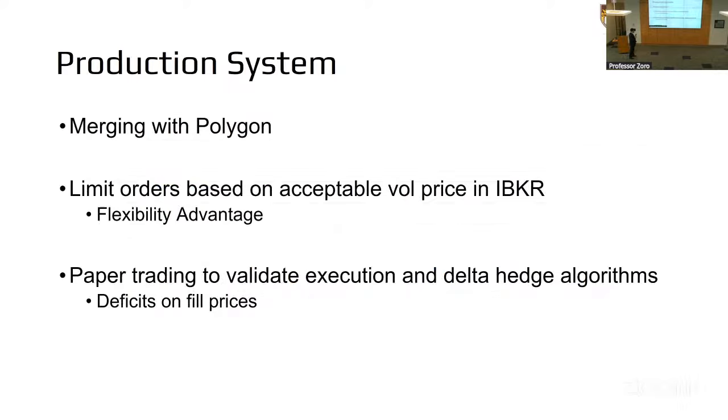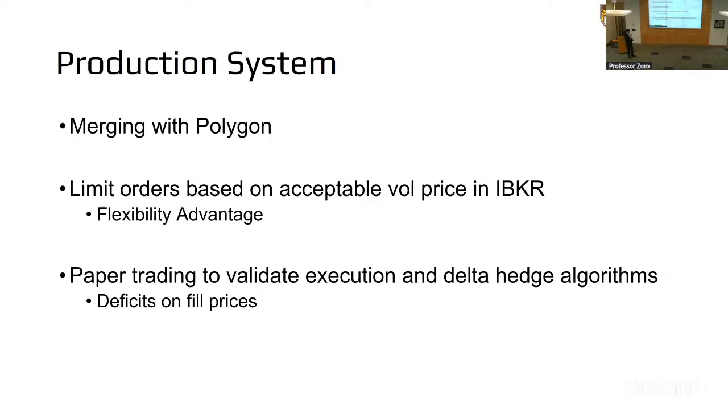For a production system, I'm in the process of merging this with Polygon to get up-to-date information. I'll be using limit orders based on the acceptable vol price in IBKR, what the model gives me. And now there's a flexibility advantage to this. We've been talking about the top 30 and bottom 30 positions. If, however, we can get price improvement deeper in our expectation ranking, it can be just as good.